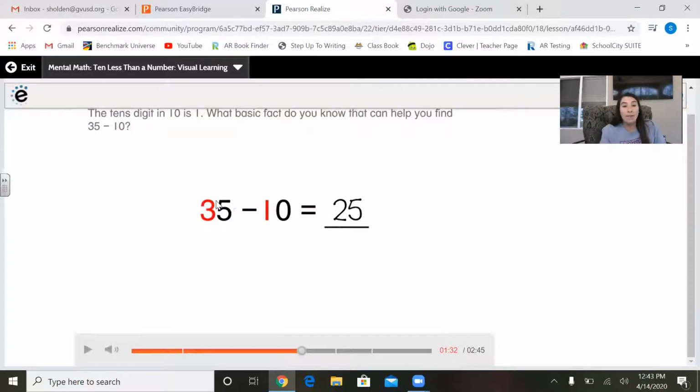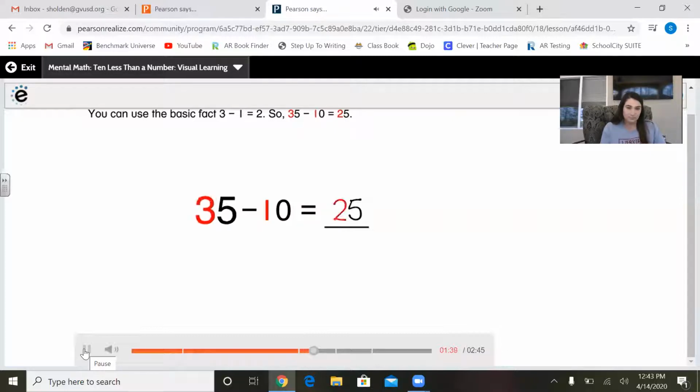We have 5 in the ones place, and then we have 0. So now I'm taking 5 minus 0. So if I have 5 candies and I don't eat any of them, I haven't eaten any of them yet, how many do I have? You still have 5. So that's why we have another 5 right here in the ones place. You can use the basic fact 3 minus 1 equals 2. So 35 minus 10 equals 25.